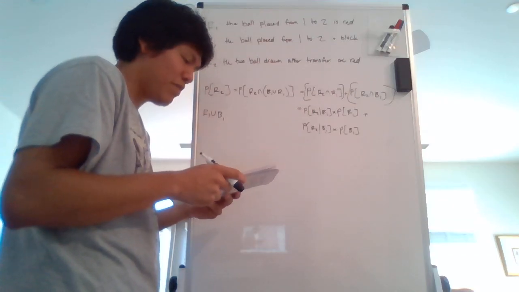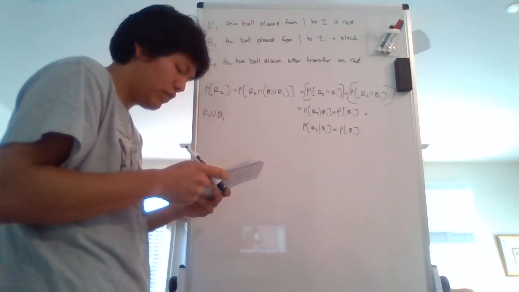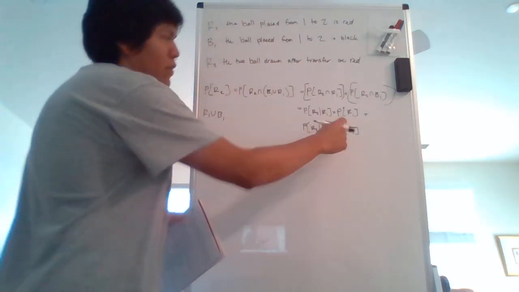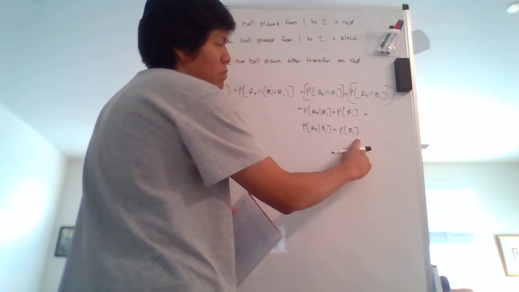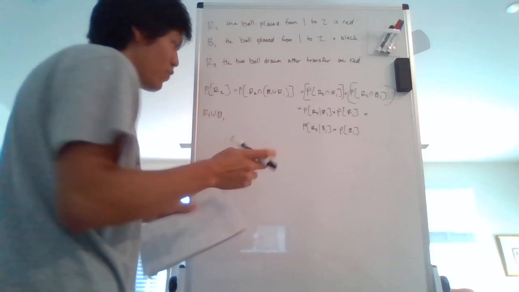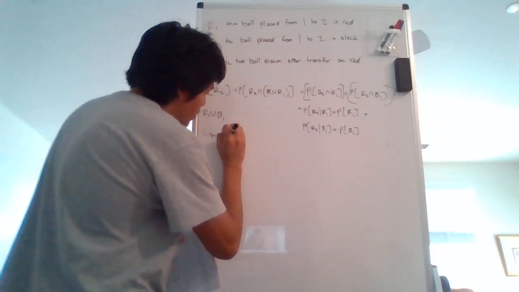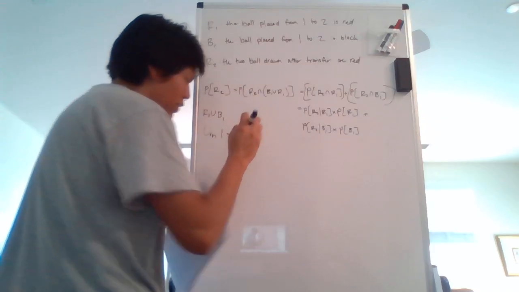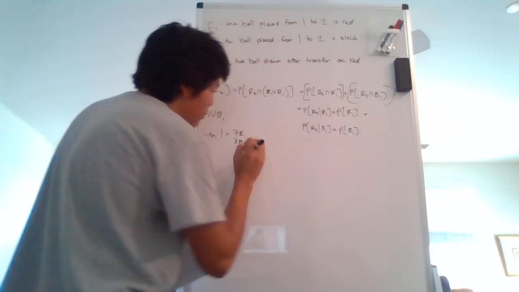Well, I'll start by saying this. We can actually solve for P(R1) and P(B1). So in the question, urn 1, I'll write it over here. Urn 1 has 7 red and 3 black.